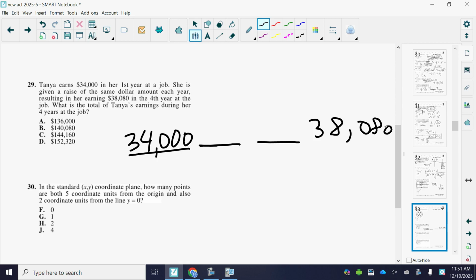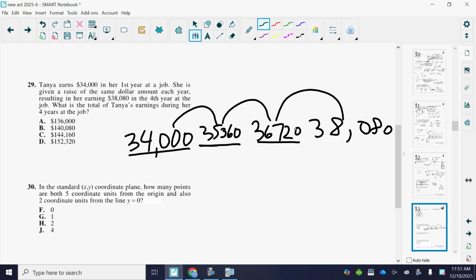So first, I got to get the raise. Huh? So she received 1, 2, 3 raises. And the raises, see how all this is counting, y'all? So the raises are 4,080. So each raise is 1,360. So that means she must have earned 35,360 here, and then another 1,360, 36,720, and then I got to add it one more time and make sure we land on the 4th year.